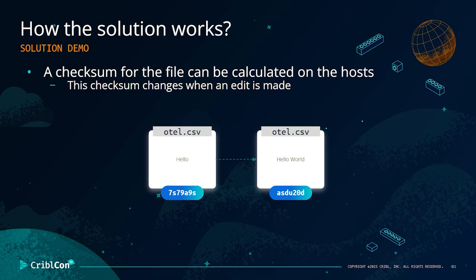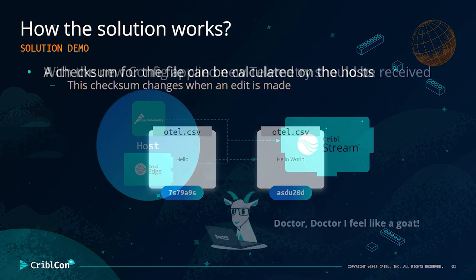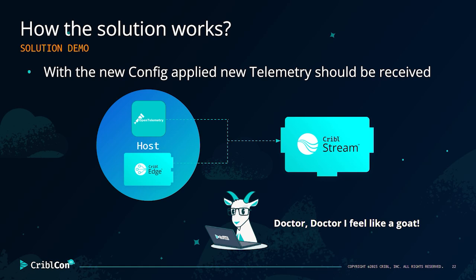The file's checksum is then calculated by the script and compared to the expected value. And then due to the checksum being different, the OTel node restarts. And this allows the new configuration to take effect within OTel. And with this configuration deployed and the nodes restarted, the new telemetry should now be forwarding to Cribl Stream. And this completes the walkthrough of our implemented solution.